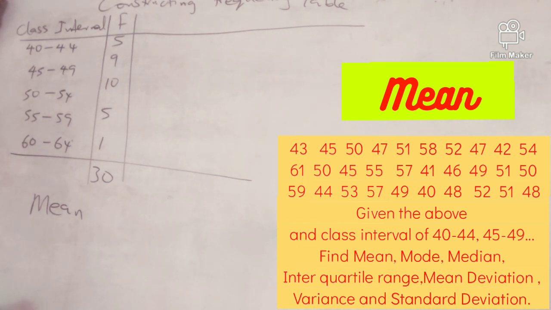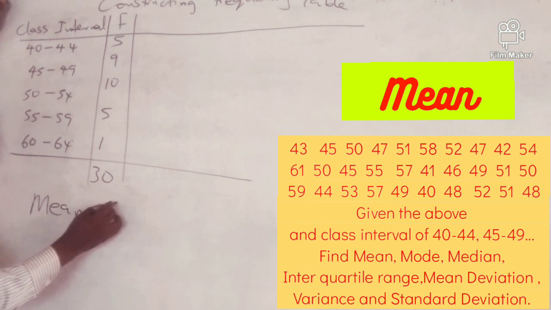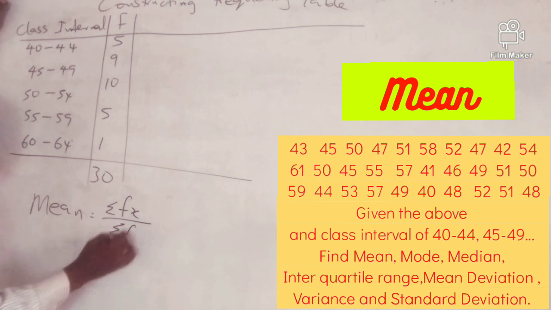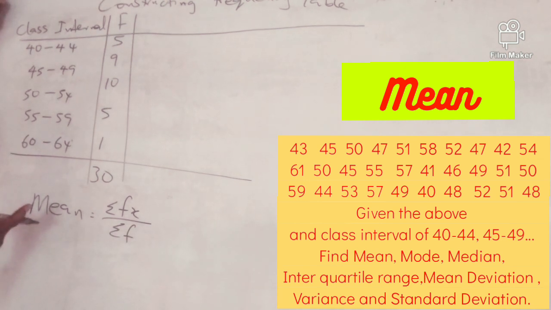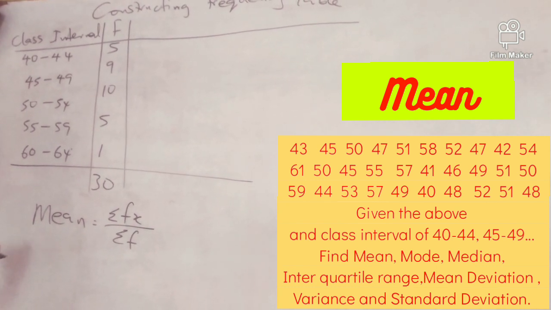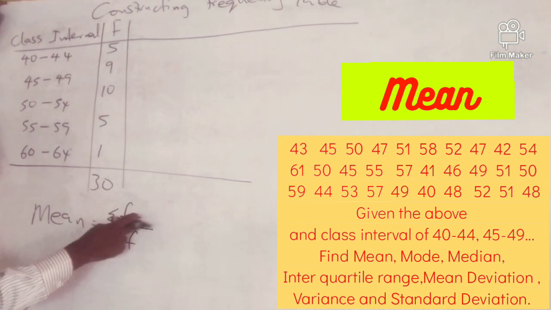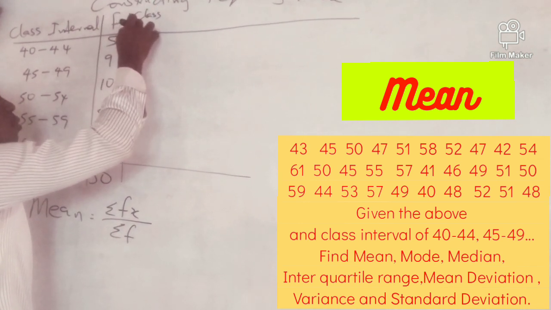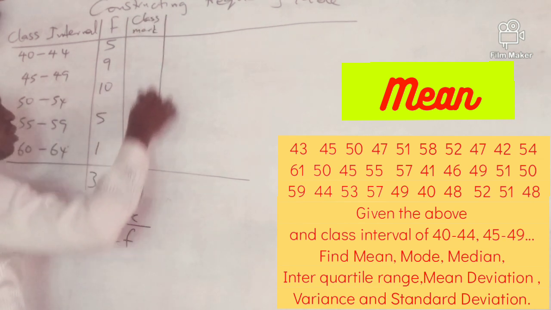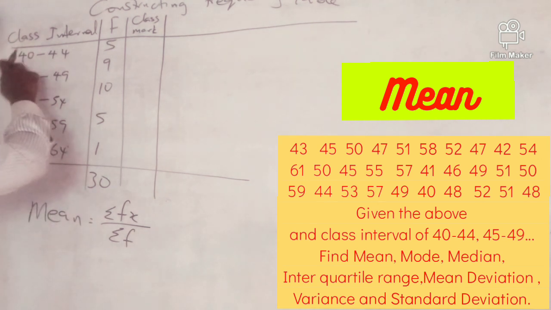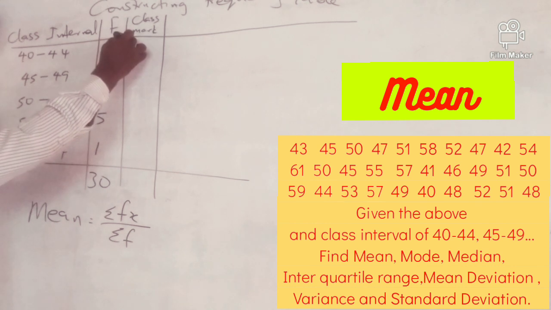To find the mean, we need summation fx over summation f. Here, our x is not clear yet. We have to find the class mark to get x. Class mark is the addition of the class interval limits divided by 2. So 40 plus 44 divided by 2, you have 42.